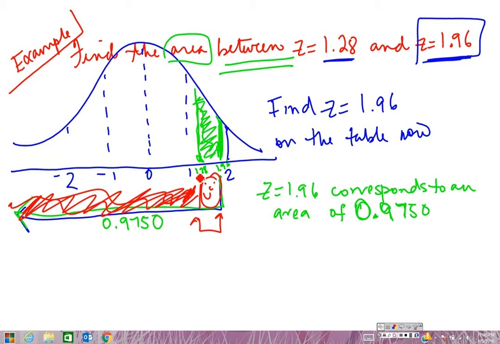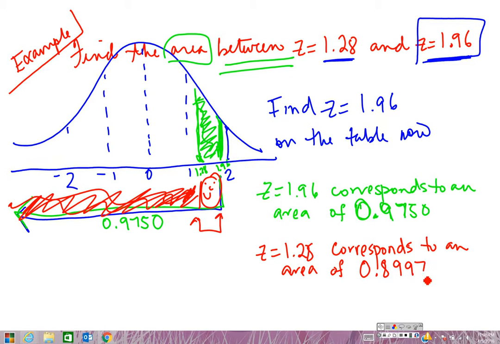So for that reason, we need to find z equals 1.28 on our table and find out what it corresponds to. Alright, so go to your table now and figure out what 1.28 corresponds to. If you found that it was 0.8997, then you are correct.